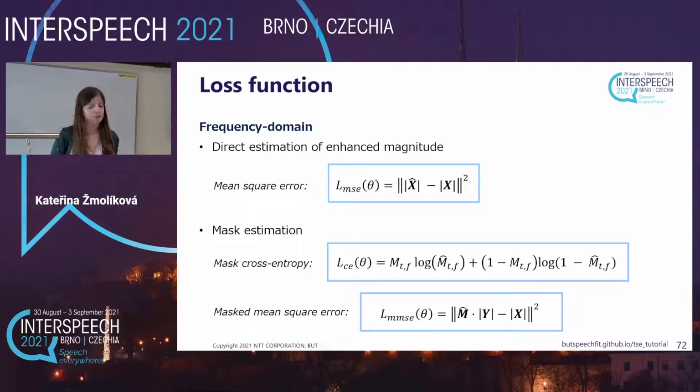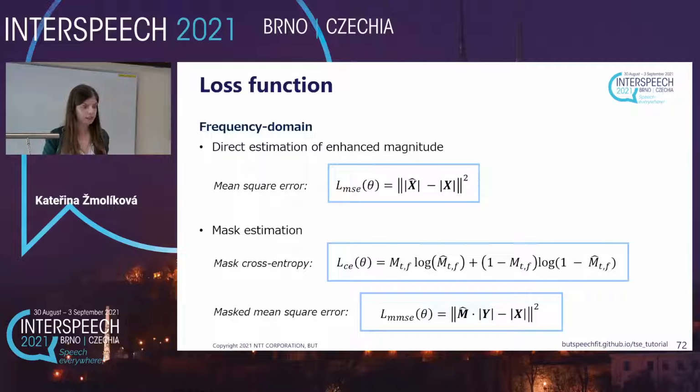When the neural network acts on the frequency domain, there are basically two possibilities of what can be on the output of the neural network. Either the neural network directly estimates the enhanced magnitude STFT of the signal, or the neural network outputs a time-frequency mask. If it directly estimates the magnitude of the signal, then the most commonly used loss function is mean square error between the enhanced magnitude and the magnitude of the reference signal.